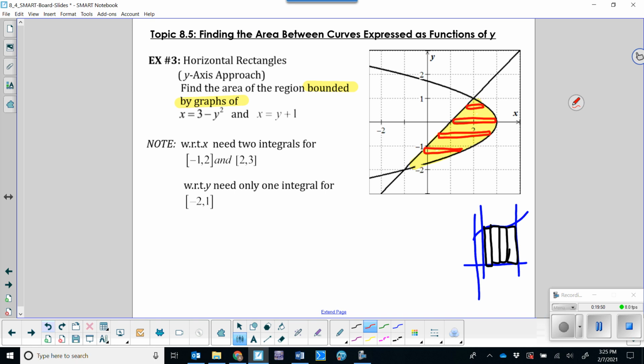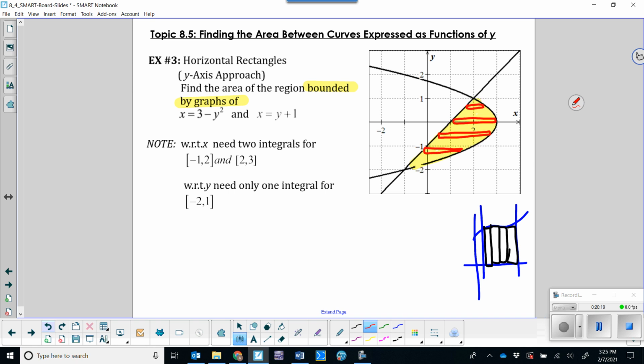Now, these particular equations were actually already written in terms of y, but that doesn't mean that I wouldn't want to solve them, so it works out actually easier for me, okay? But that's what I want you to do, is draw a rectangle and think to yourself, everywhere I draw a rectangle, am I always going to go from this curve to this curve, which I would not do if I drew vertical ones, right? So horizontal makes more sense.